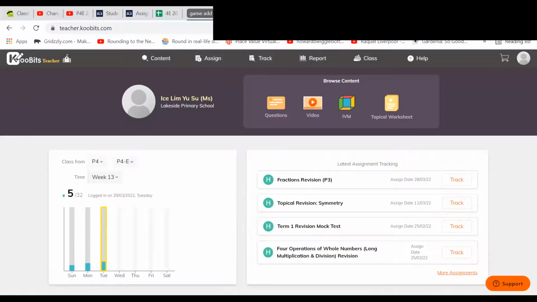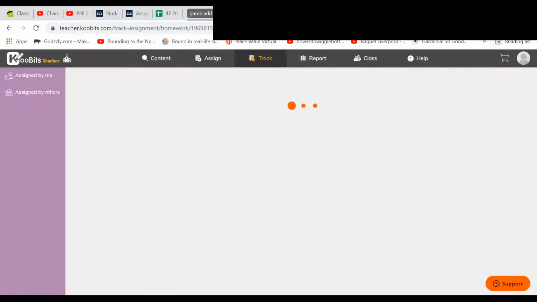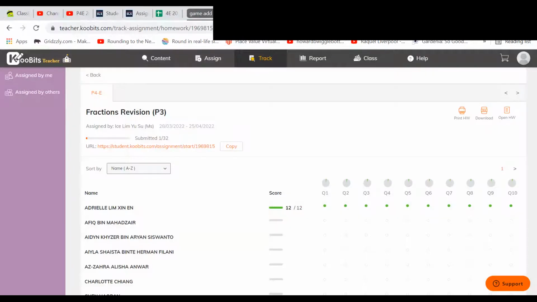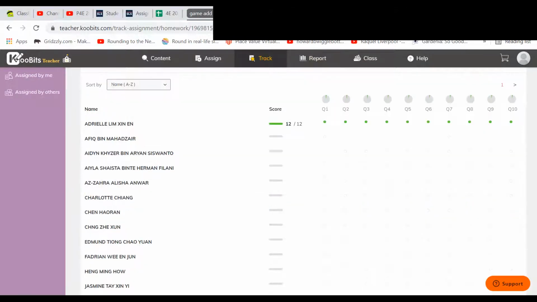Let's take a look at it. We have our 4E logins. You can see I have my assignments here. Adrian finished already. Wow, very fast.